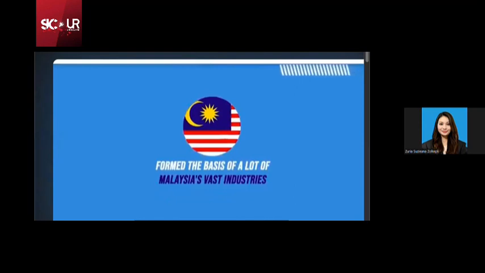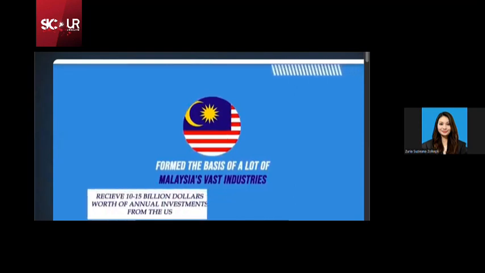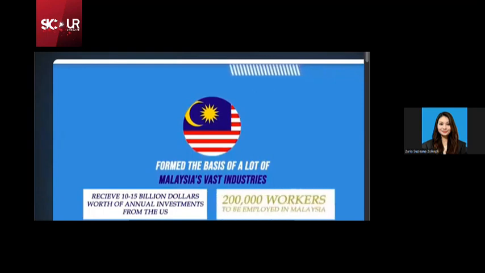As noted earlier, Malaysia has consistently received around $10 to $15 billion worth of annual investments from the U.S. This has, according to a report in 2018, helped pave the way for over 200,000 workers to be employed in Malaysia. A stunning feat.